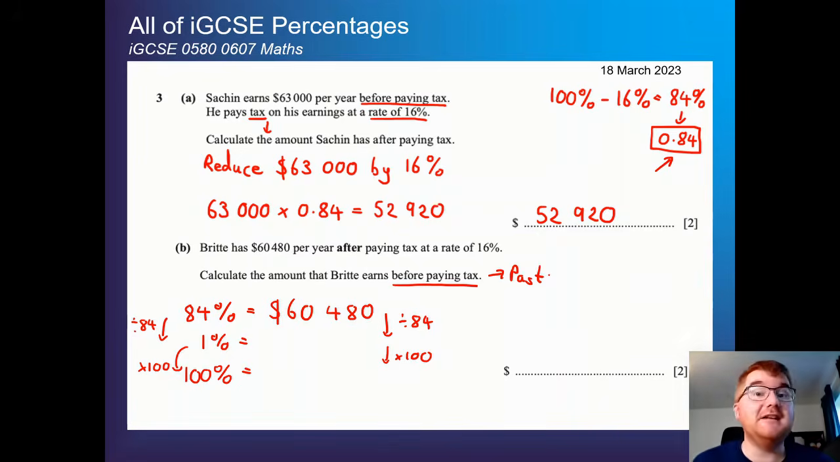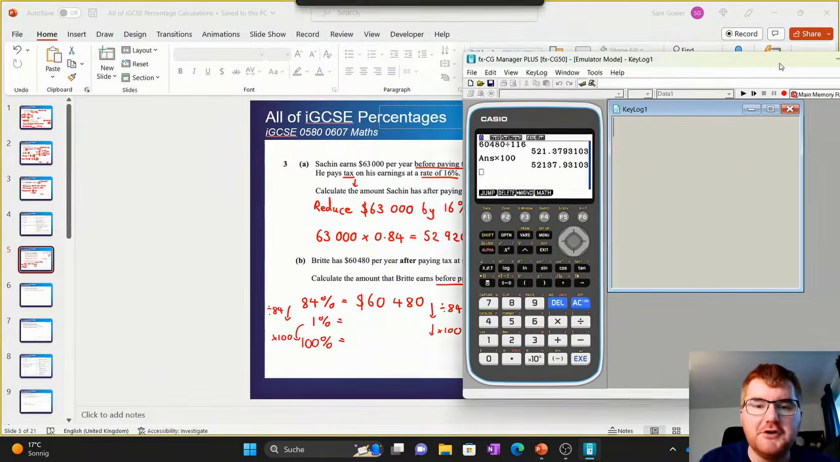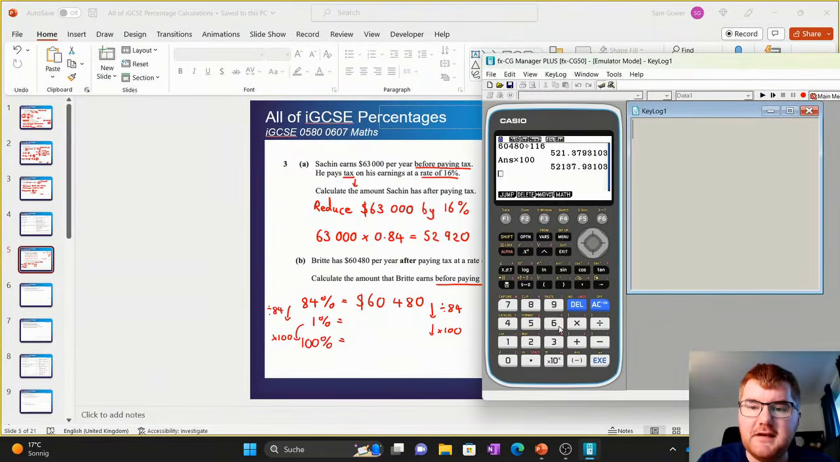All right, let's go to my calculator and work this out. Okay, so we followed the instructions from the question. So we've got 60,480. We're going to divide by 84, and then we times by 100.